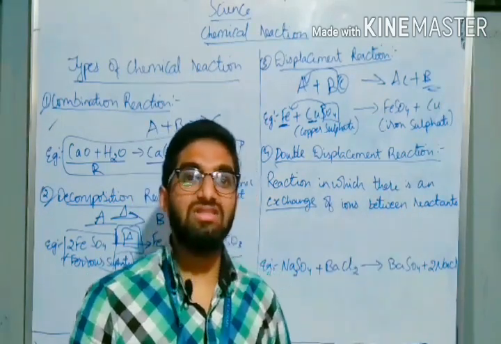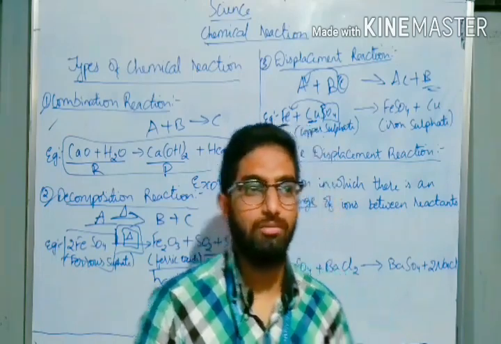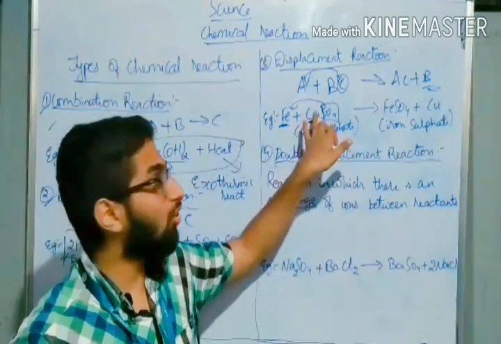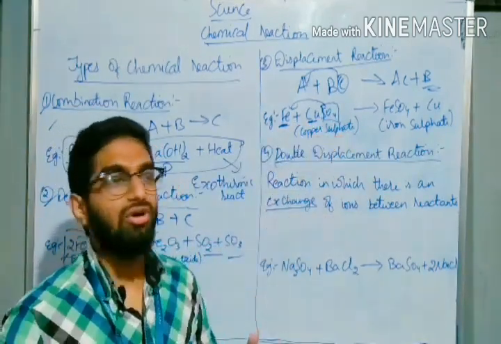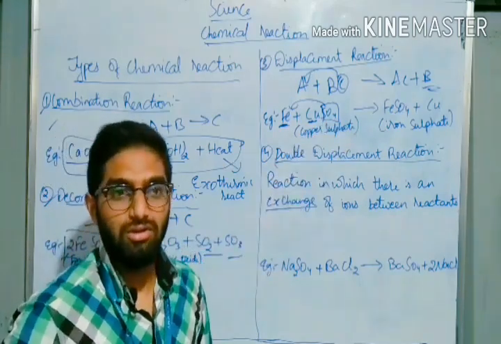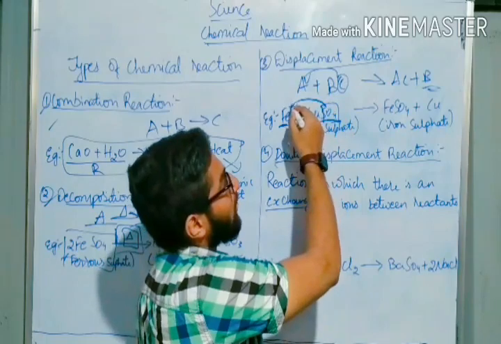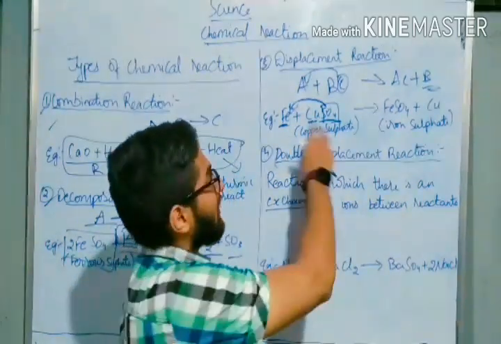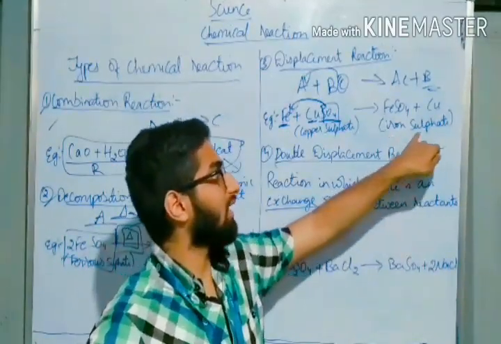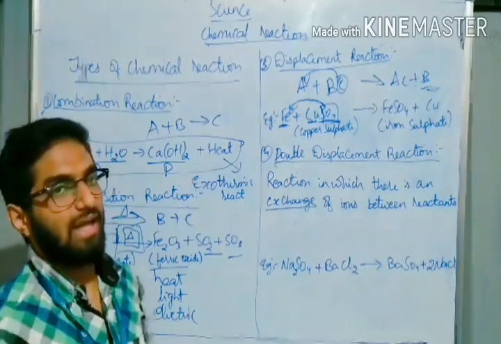Then how do you know this? We'll get to know this in our later chapter, that is metals and non-metals. But for now, just understand iron is more reactive than copper. So basically it means iron is more powerful than copper. So what does this sulfate do? This sulfate will get attached with iron and become iron sulfate. So this is your displacement reaction.